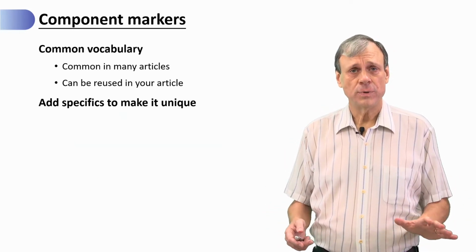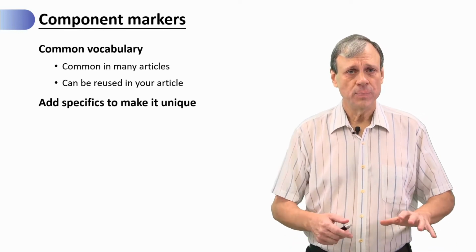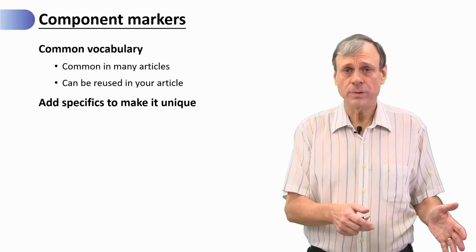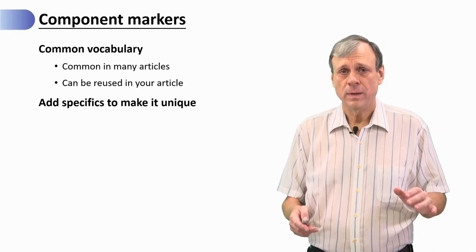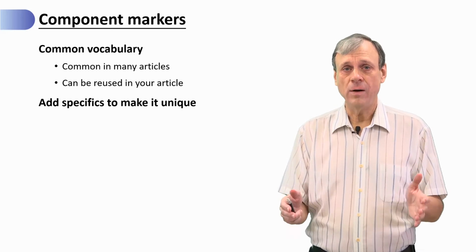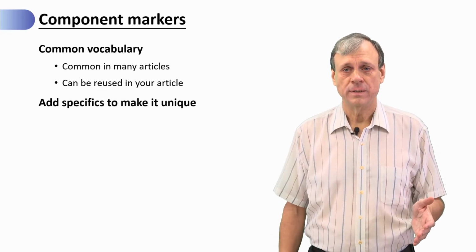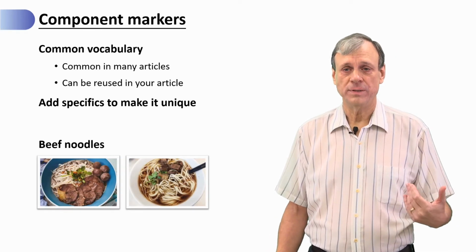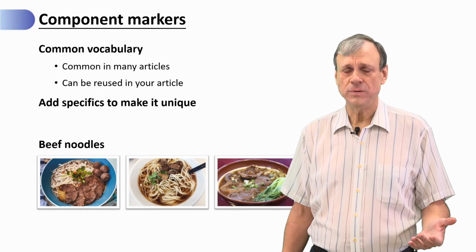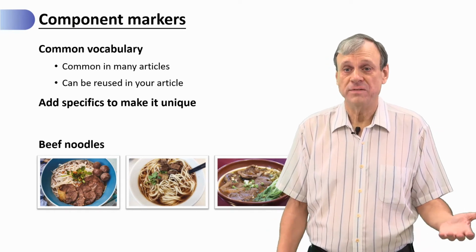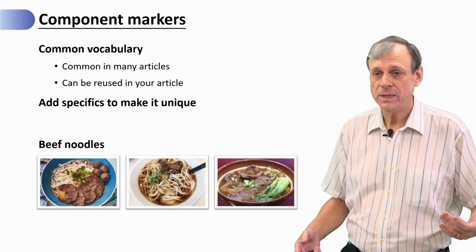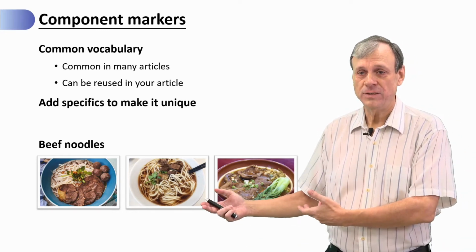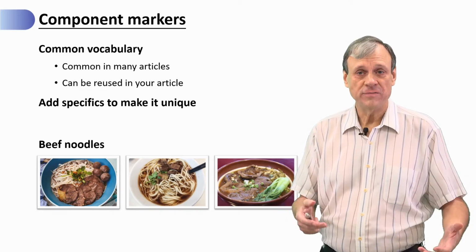In order to do that, we're going to use component markers. Component markers are common vocabulary found in many different articles, and you can reuse them in your own article. But then it's the specifics around that make your paper unique. For instance, if we were talking about beef noodles, which are common in Taiwan, there are many different kinds of beef noodles. All, of course, have beef and noodles. But at the same time, some have meatballs or eggs or vegetables, or they have different spices.